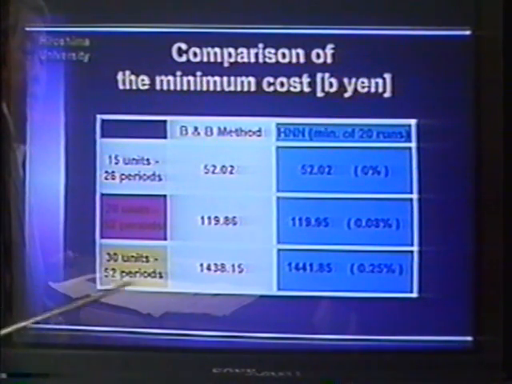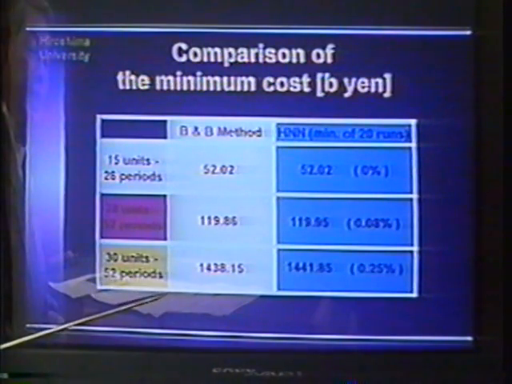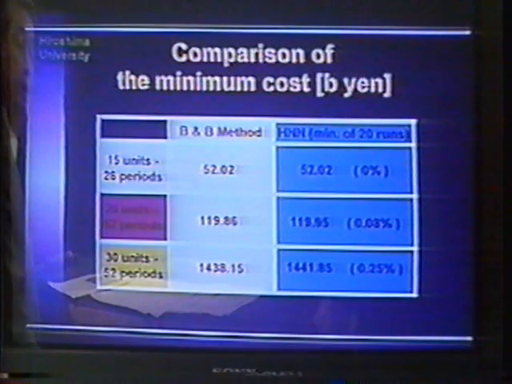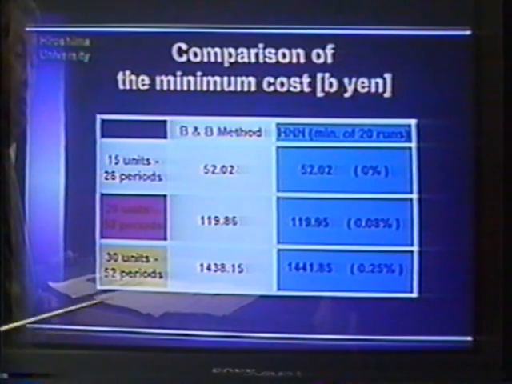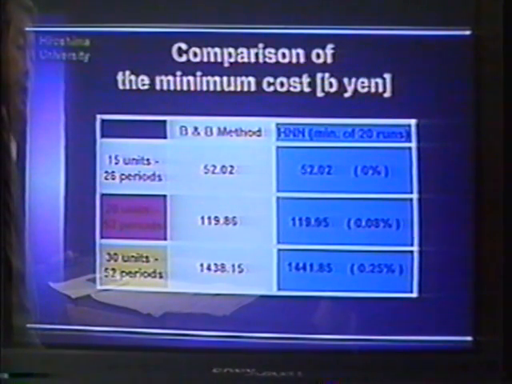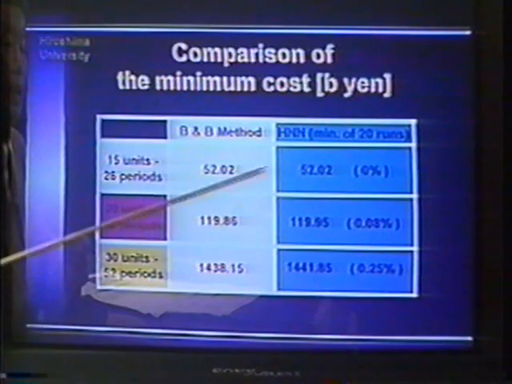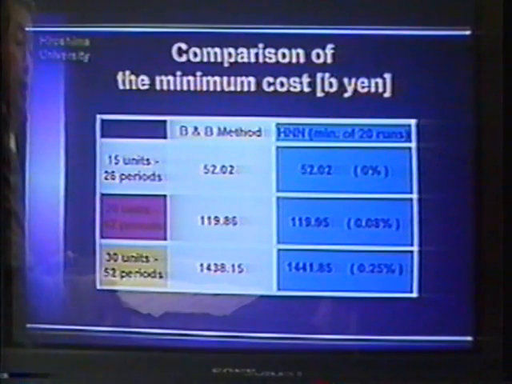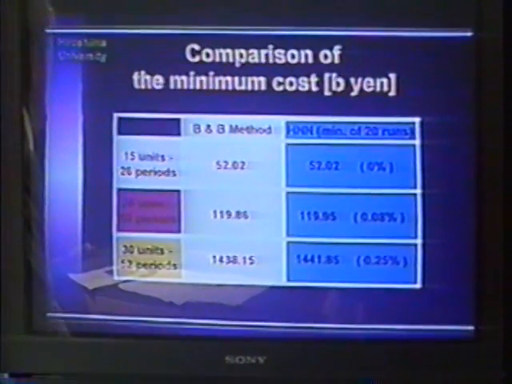And for 30 units and 52 periods the difference is 0.25%. It still looks acceptable. And I have no data about this large one, but in any way, the scalability is not so severe, and so as a conclusion, Hopfield neural net maybe can be used as a suboptimal solver for combinatorial optimizations.